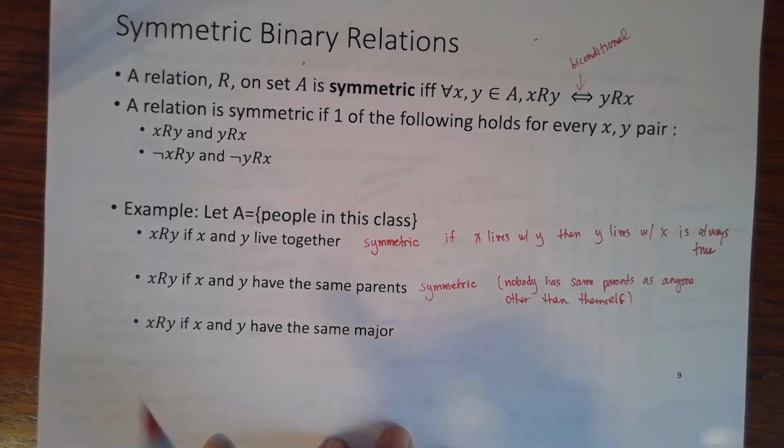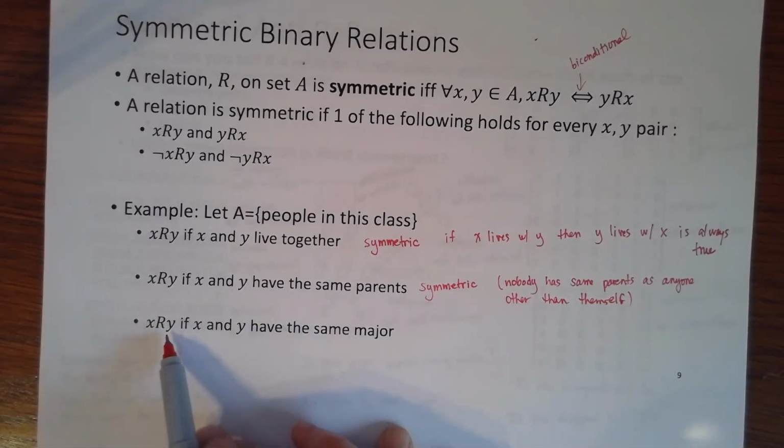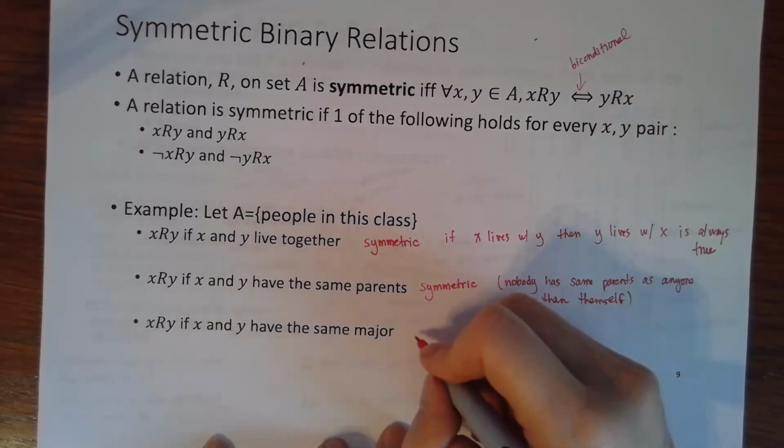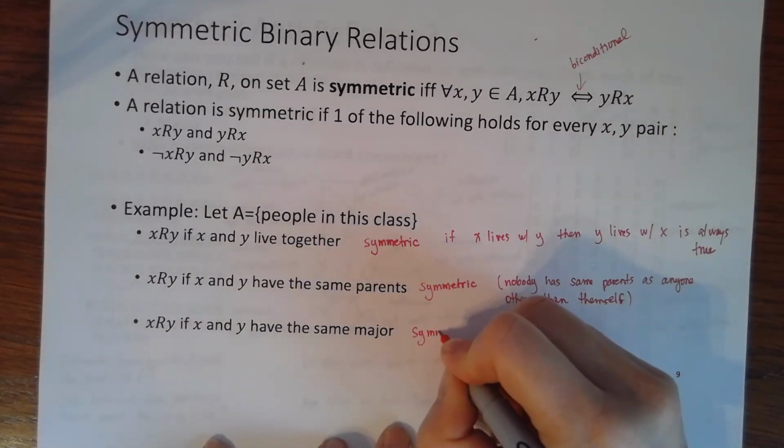And then finally, okay, X is related to Y if X and Y have the same major. I'm pretty sure everybody in the class has the same major, okay? And if there was someone in there that didn't have the same major, we still have the case that if X has the same major as Y, Y certainly has the same major as X. So this one is also symmetric.